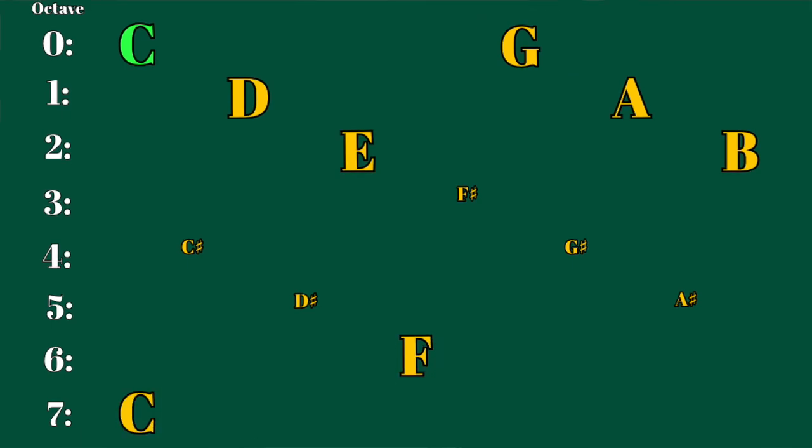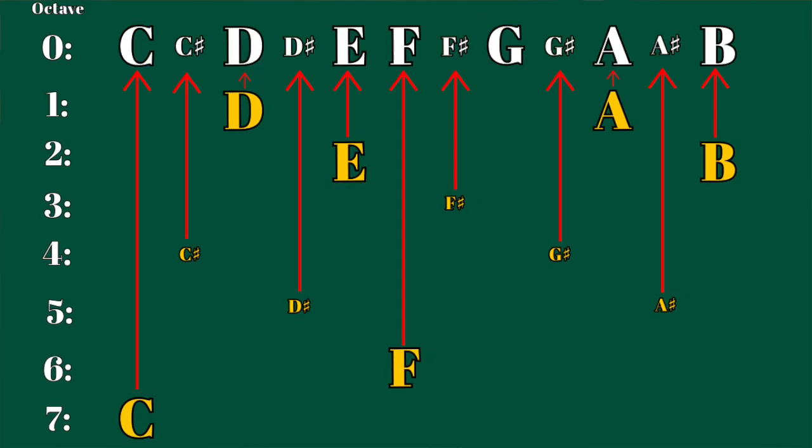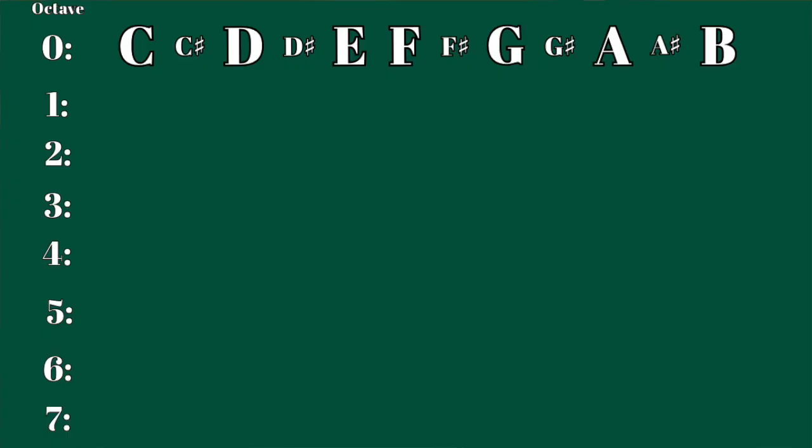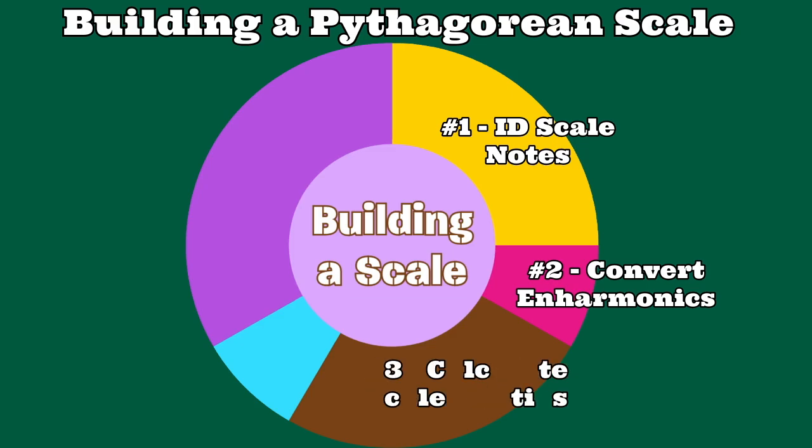Since it appears that the scale is starting to repeat itself, let's total up the notes. 12 tones, just like the chromatic scale. Coincidence? And 7 octaves, just like the piano. Another coincidence? On to step 3, calculating the ratios.